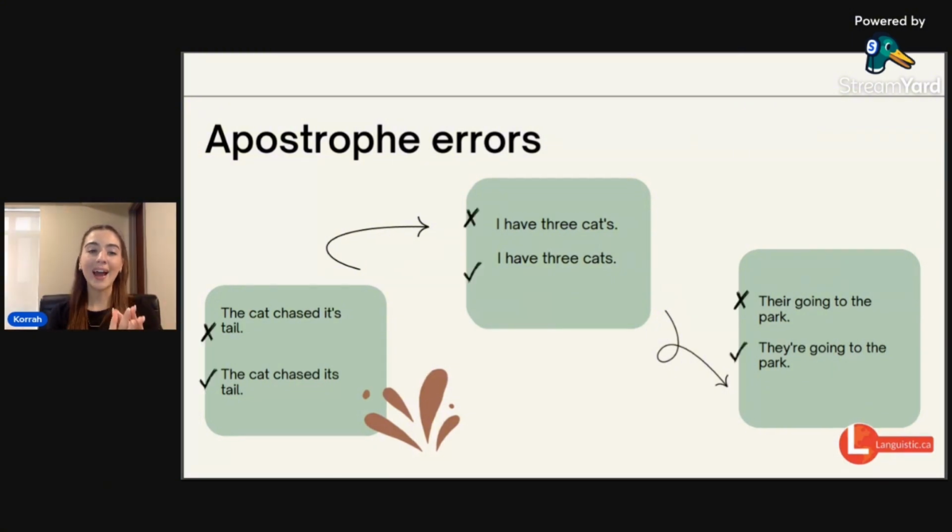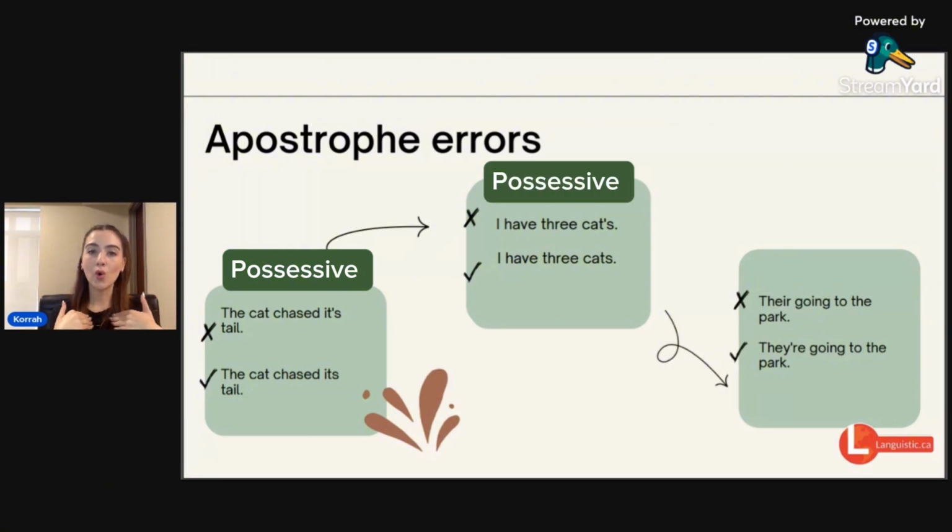So the cat chased its tail is a possession because the cat owns its tail. It's the cat's tail. We don't say the cat chased it is tail. That wouldn't make sense. Next is also a possession. I own three cats. They're my cats. I wouldn't say I have three cat is. And finally, they're going to the park.